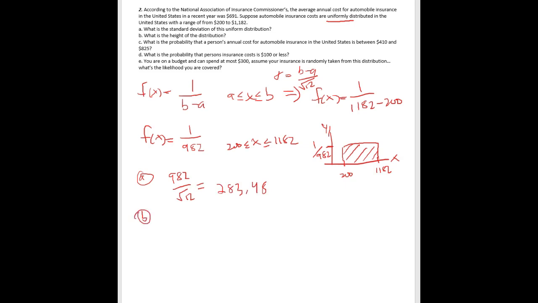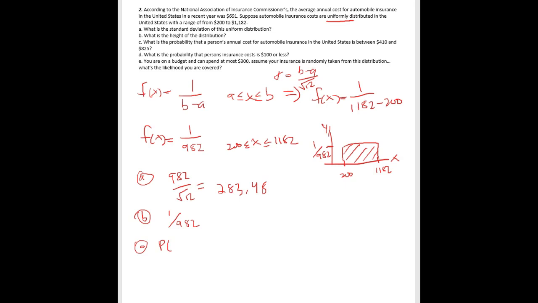What is the height of the distribution? Well, we know that the height is 1 over 982. That's just our function value. That's our height. What is the probability that a person's annual cost for automobile insurance in the United States is between $410 and $825? Oh, another formula that I didn't write down that I ought to is the formula for how we calculate probability. I guess I'll just write it down here when we do the problem.